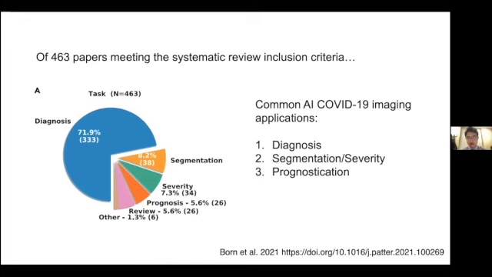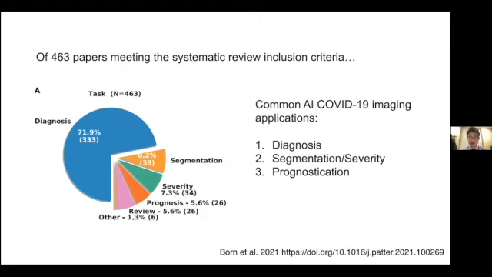What they found is that the most common AI COVID-19 imaging applications included diagnosis, by far the most, around 72%. Second is segmentation, usually a CT segmentation of lung abnormalities or severity assessment, kind of like what we did in our PXS score study. And third is prognostication, where researchers would do direct prognostication from the imaging studies or a combination of imaging and clinical features.